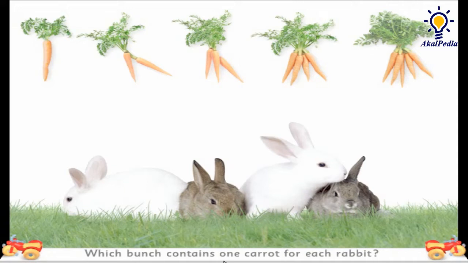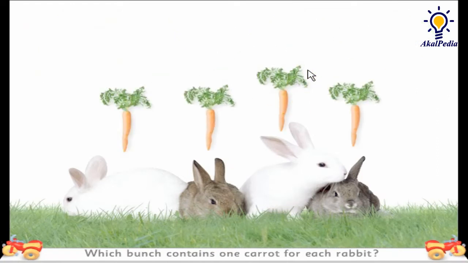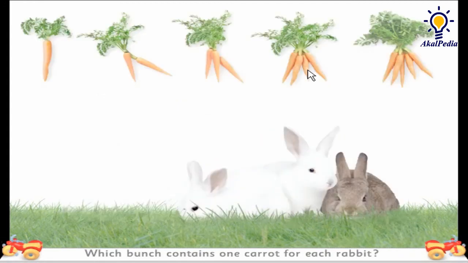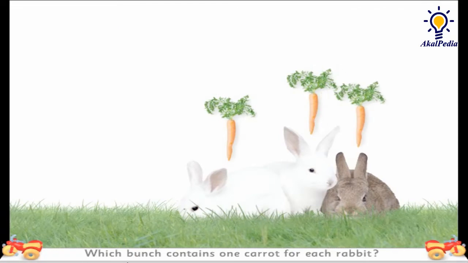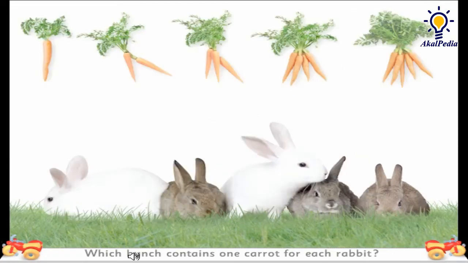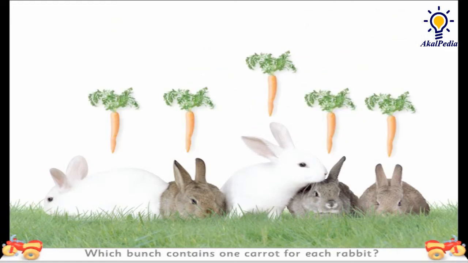One, two, three, four. Which bunch contains 1 carrot for each rabbit? 4. Which bunch contains 1 carrot for each rabbit? 3. One, two, three, four, five. Which bunch contains 1 carrot for each rabbit? 5.